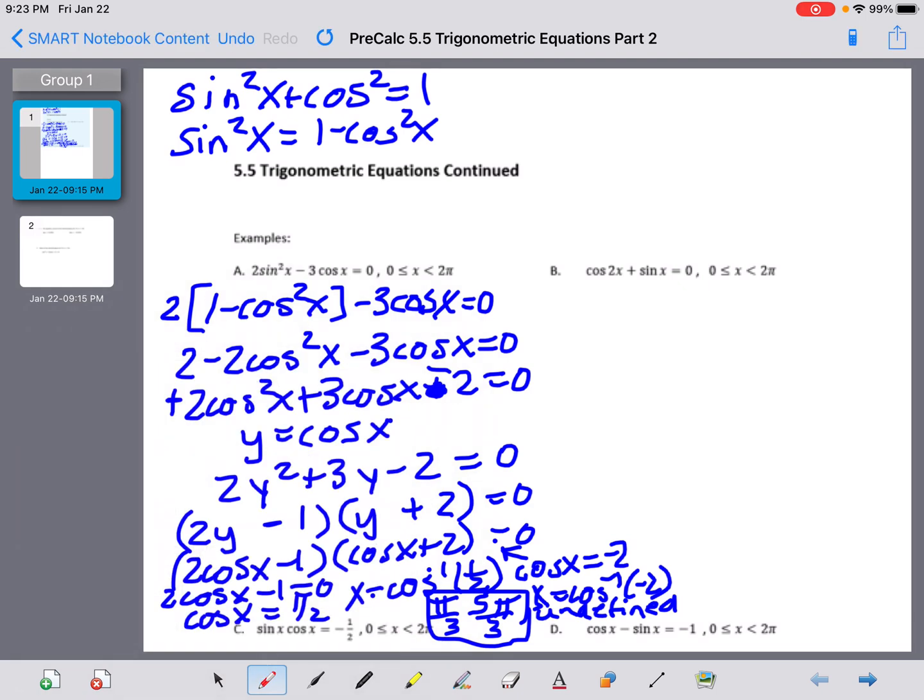All right, so I come over here to number B. That's why I don't teach English. Cosine 2x plus sine x equals 0.